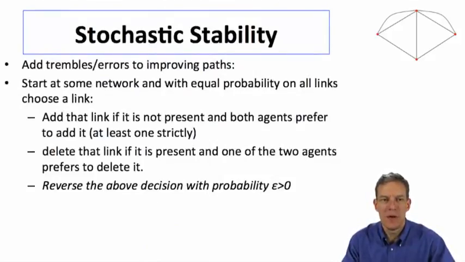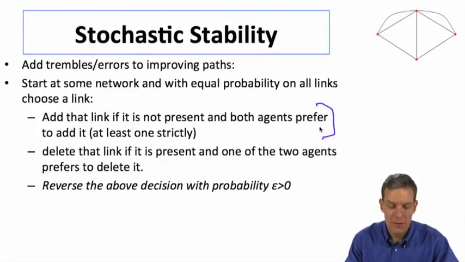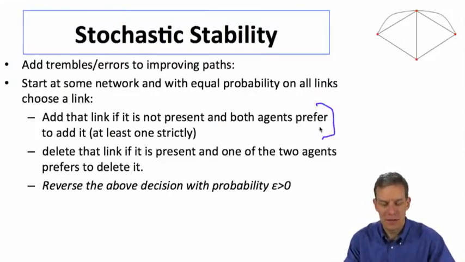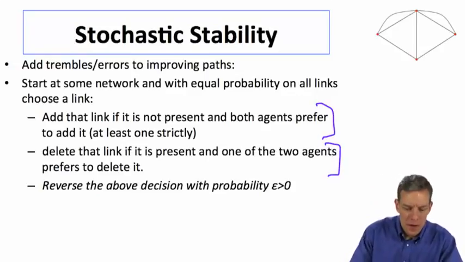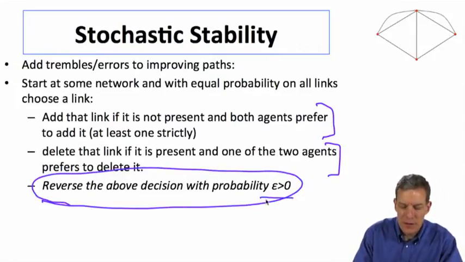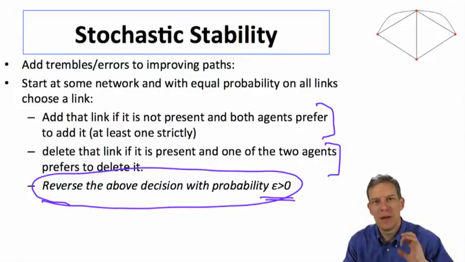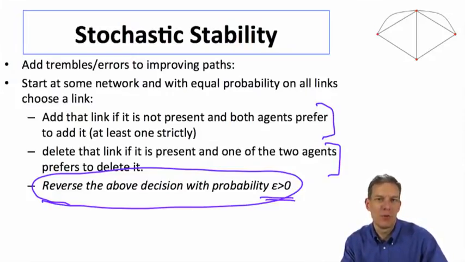So what we're going to do is add some trembles and errors to these improving paths. So we'll start at some network, and with equal probability look at any one of its links, just like we did before. We'll add that link if it's not present and both people want to add it. We'll delete it if it is there and somebody benefits from deleting it. But the key thing is we're going to reverse the above decision with some probability epsilon. So it'll be a probability epsilon greater than 0 that for whatever reason somebody makes a mistake, and when they want to add a link they don't, or when they want to delete a link they don't.